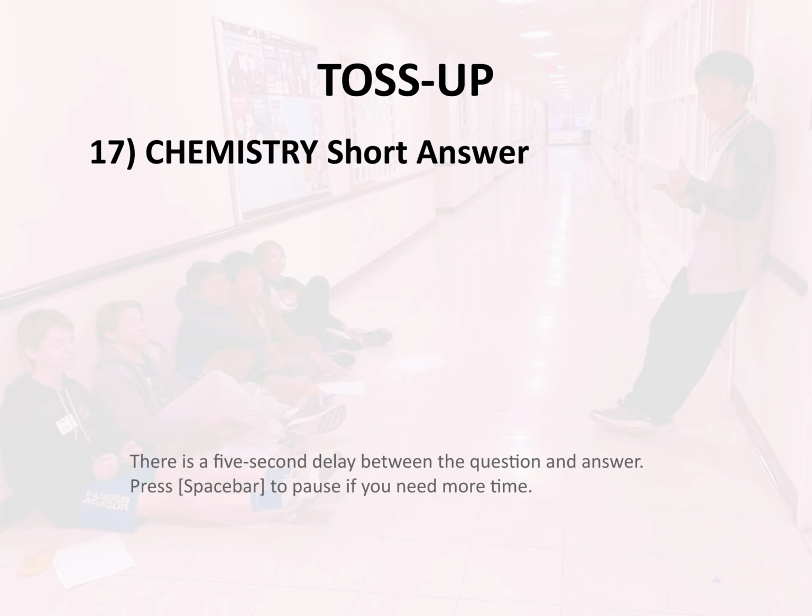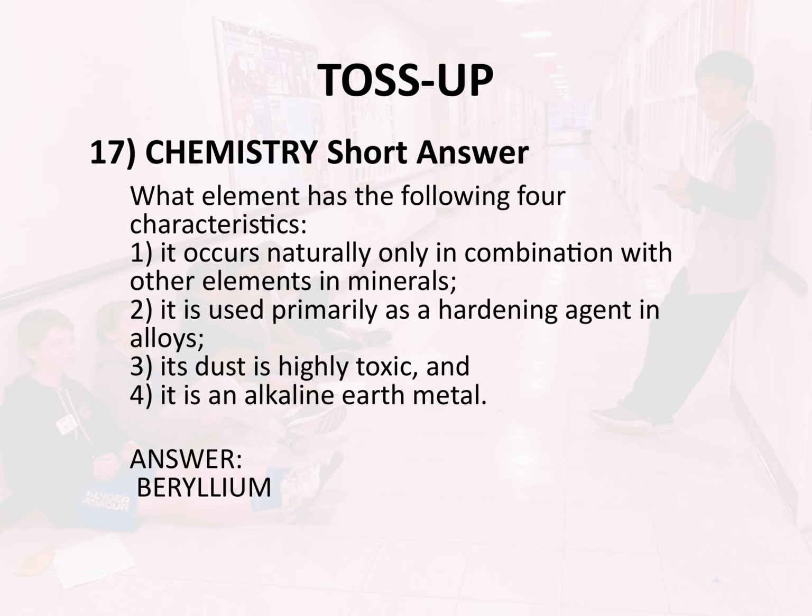Toss-up 17. Chemistry. Short answer. What element has the following 4 characteristics? 1. It occurs naturally only in combination with other elements in minerals. 2. It is used primarily as a hardening agent in alloys. 3. Its dust is highly toxic. And 4. It is an alkaline earth metal. Answer. Beryllium.